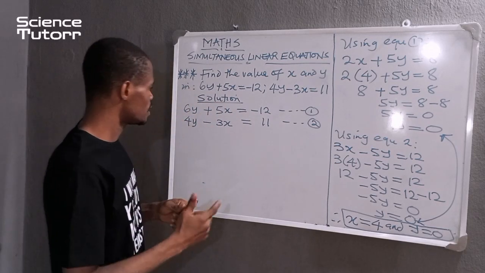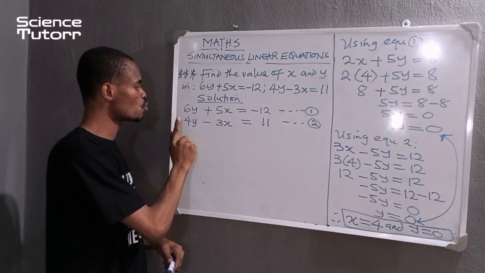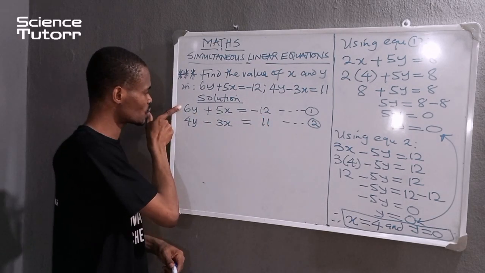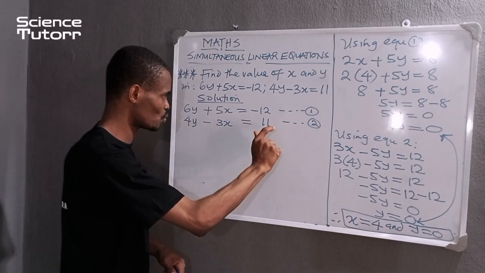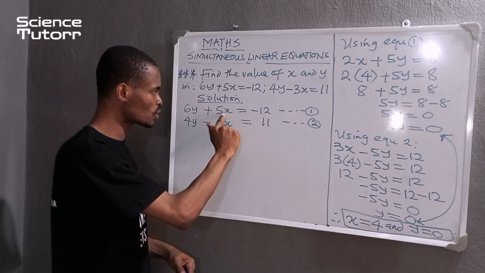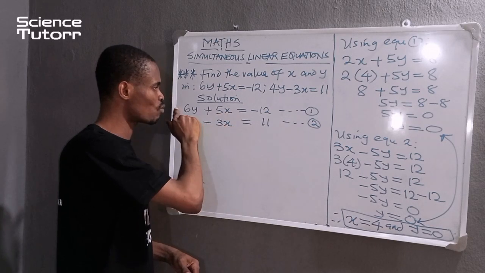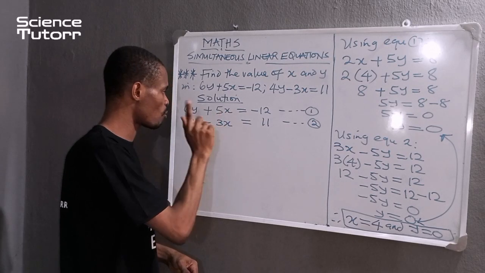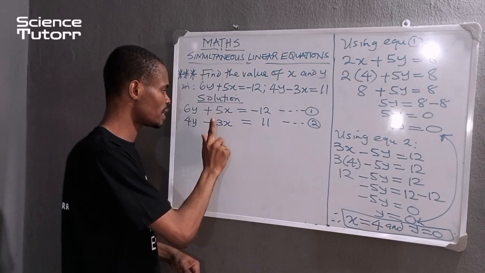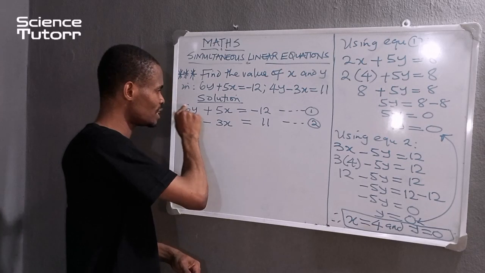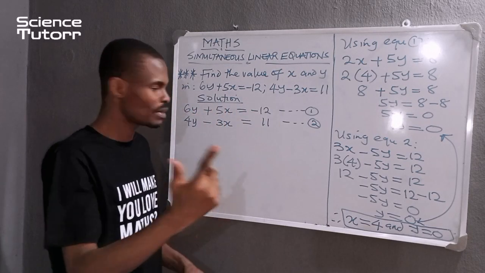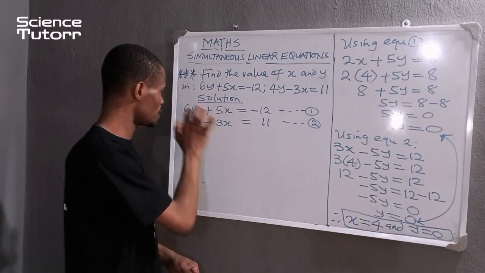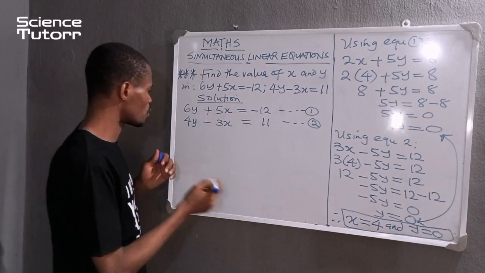What does it mean? It means that I'm going to use 4 to multiply equation 1 and then use 6 to multiply equation 2. Or I could use 5 to multiply equation 2 and then use minus 3 to multiply equation 1. The aim is to get the same algebraic term on both sides. So what does it mean?